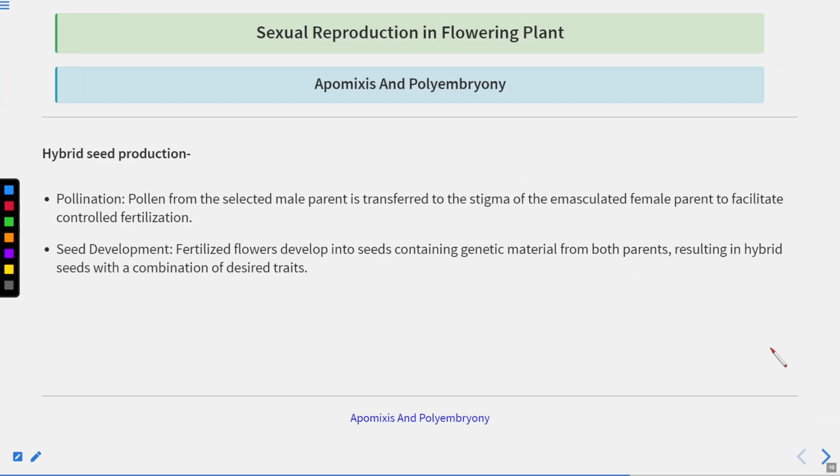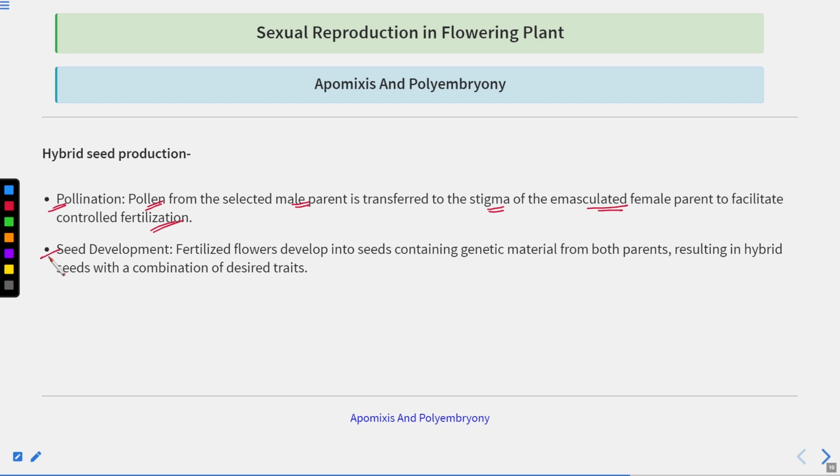Okay, now next, hybrid seed production. Next is the pollination. The pollen from the selected male parent is transferred to the stigma of the emasculated female parent to facilitate the controlled fertilization. So now the pollens from the desired plant are dusted over the stigma of this emasculated female.